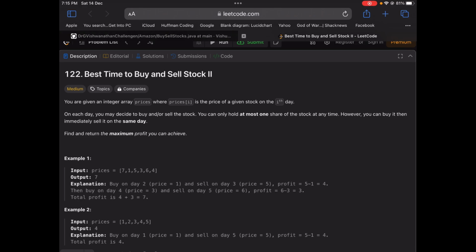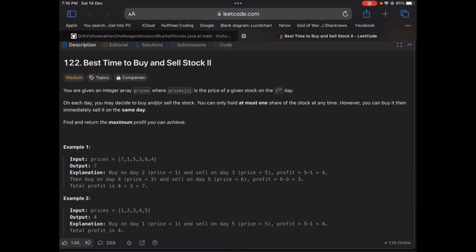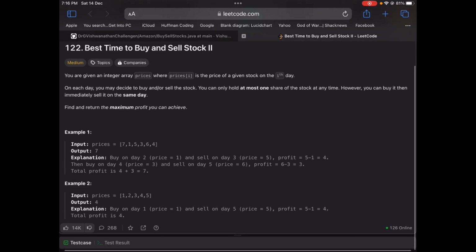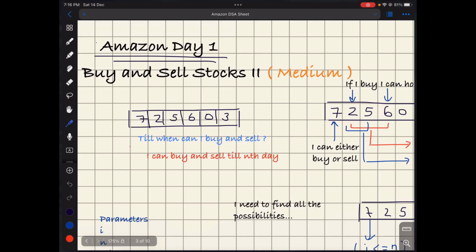So let us see. You are given an integer array prices where prices[i] is the price of a given stock. On each day you may decide to buy and/or sell the stock. This is the main thing. You can only hold at most one share of the stock at any time. However, you can buy it and then immediately sell it on the same day. Find and return the maximum profit you can achieve. Okay, so let us first try to understand what this question says.